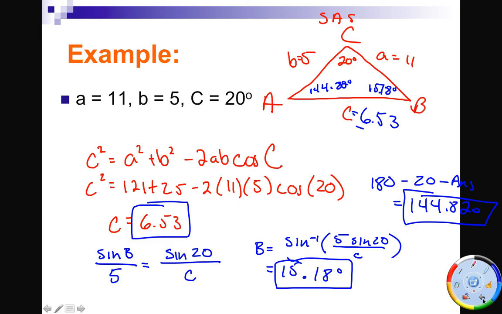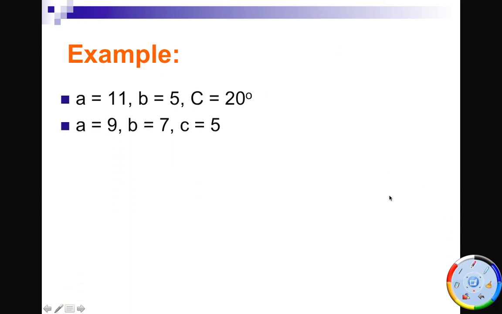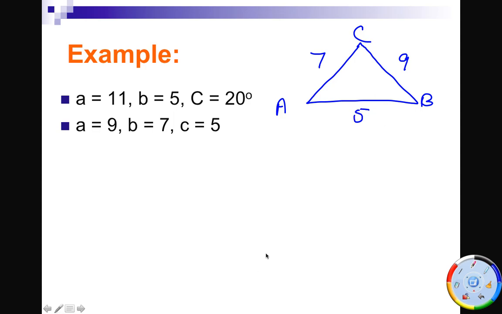Okay, let's try another one. I think I have another one here for SSS, I'm assuming. So I'm given side, side, side. I always like to just draw triangles, A, B, and C. So little a here is 9, little b is 7, and little c is 5. So now it just depends on what you want to find.